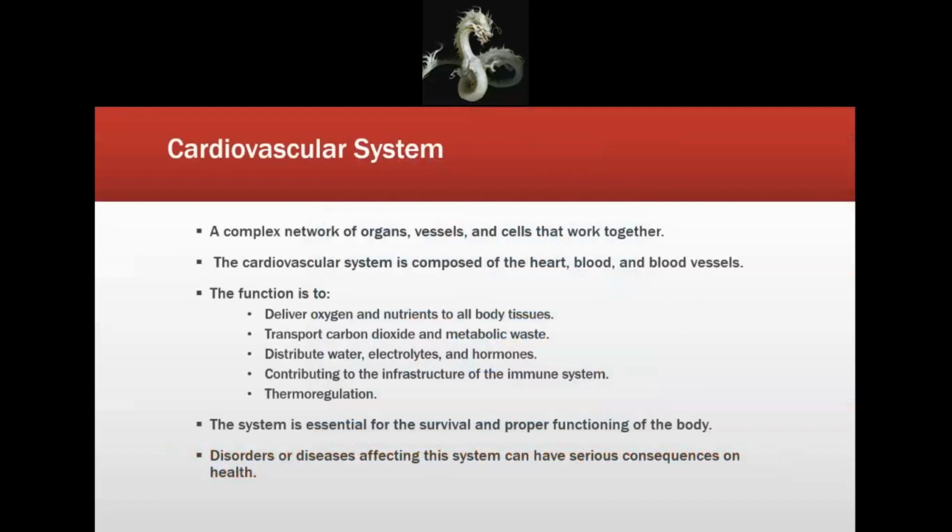Cardiovascular system is a complex network of organs, vessels, and cells that are working together. This system is composed of the heart, blood, and blood vessels. The function is to deliver oxygen and nutrients to all body tissue. It is also important to transport carbon dioxide and metabolic waste. This system distributes water, electrolytes, and hormone. It also contributes to the infrastructure of the immune system.